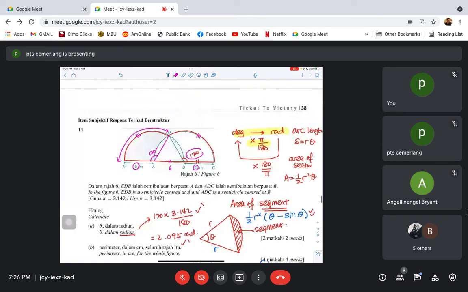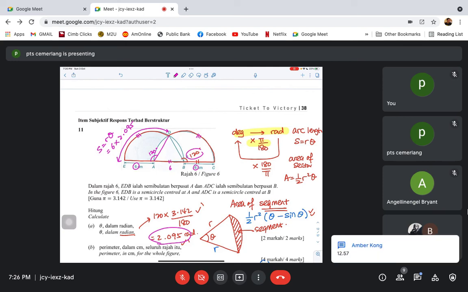So what happens is that I have s equals r theta. So I just substitute, my radius is equal to 6, and then my theta is the one that you found just now, which is 2.095. Masukkan saja, and then you do some calculation. Alright, so what do you get there? Okay, so 6 times 2.095, we should get 12.57. Correct. So kat sini is 12.57.